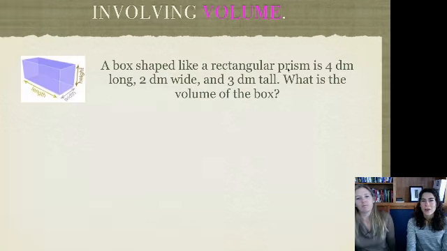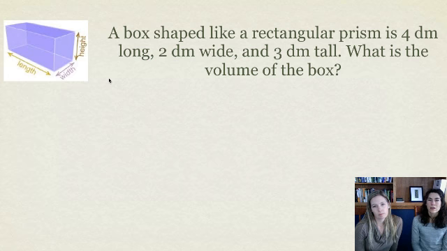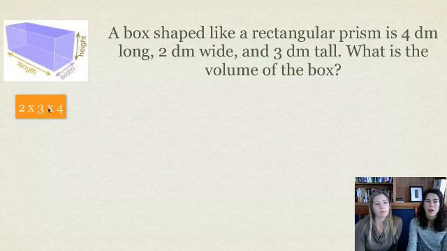We have this rectangular prism. It is 4 decimeters long and 2 decimeters wide, and it is 3 decimeters tall. So what is the volume of the box? Thinking back to Learning Goal 1, you are going to want to figure out length times width times height. So that is 2 times 3 times 4. And then you should get an answer of 24 decimeters cubed, or cubic decimeters.